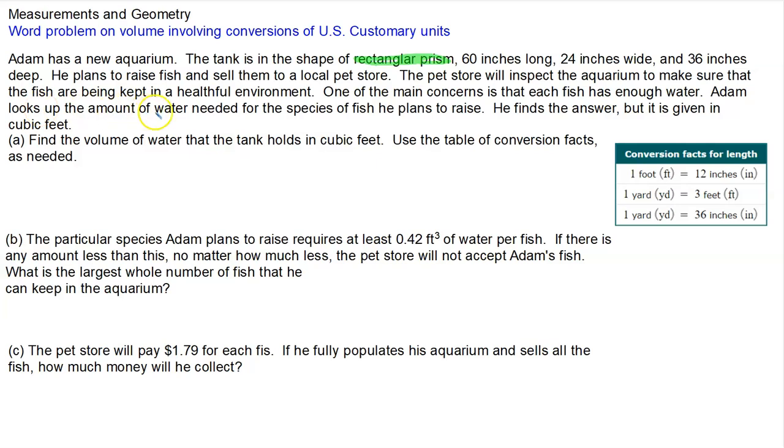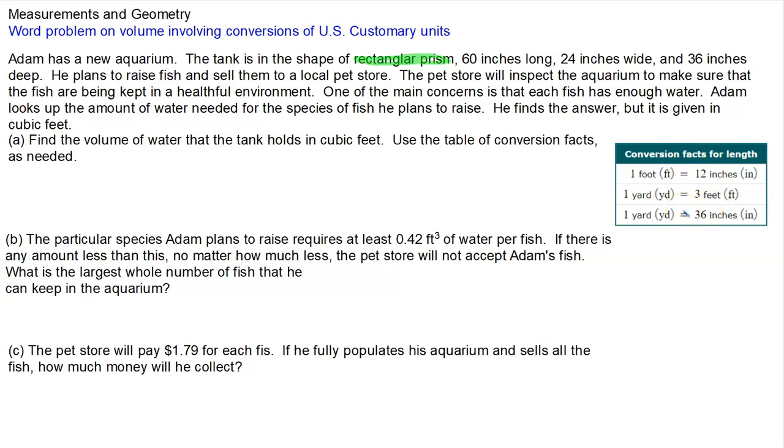So Adam looks up the amount of water needed for the species of fish he plans to raise, and he finds the answer, but that answer is given in cubic feet, and our dimensions were in inches. So we've got some questions we need to answer. We are going to start out, and in part A, they want us to find the volume of water that the tank holds in cubic feet. And we can use this conversion table to help us figure some things out.